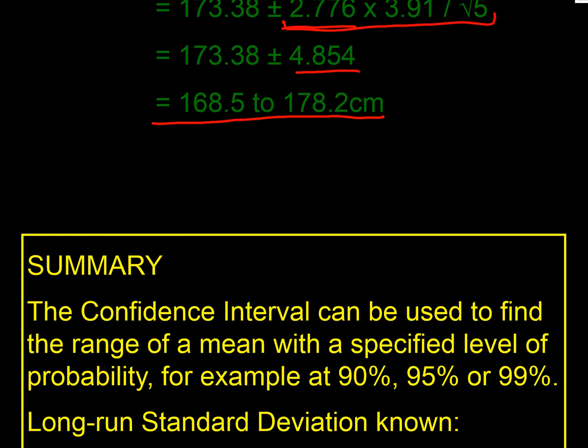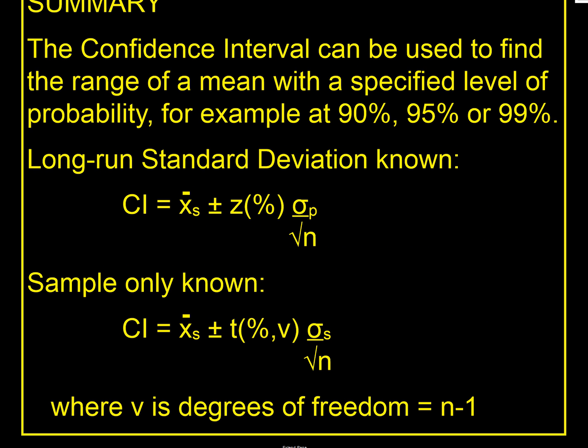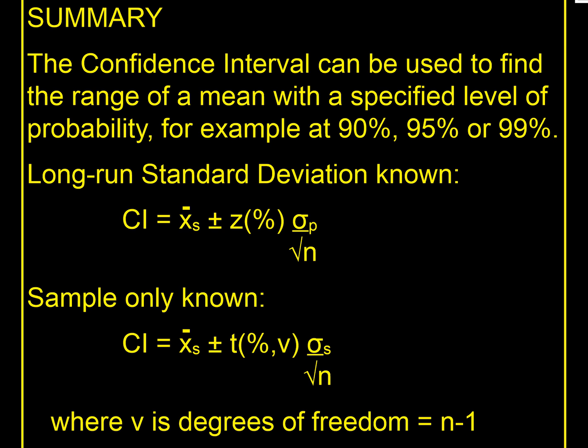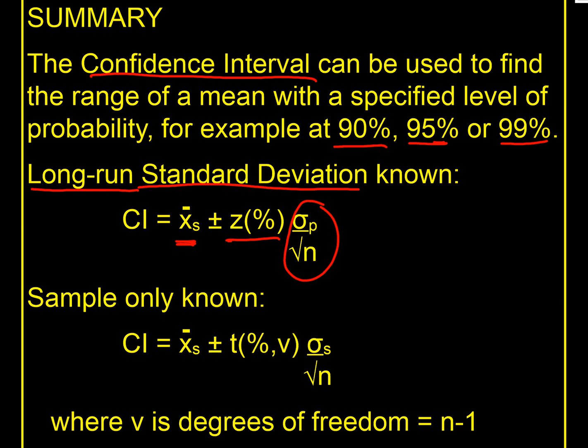Finally, here's our little summary of the whole position. Confidence intervals are used to find a range, and quite often we'll be doing a 90, 95 or 99% interval. If we know what the long run standard deviation is, then our confidence interval for a population mean will be our sample mean plus or minus our z for a normally distributed variable times our sigma p over root n, the standard deviation of the sample mean.